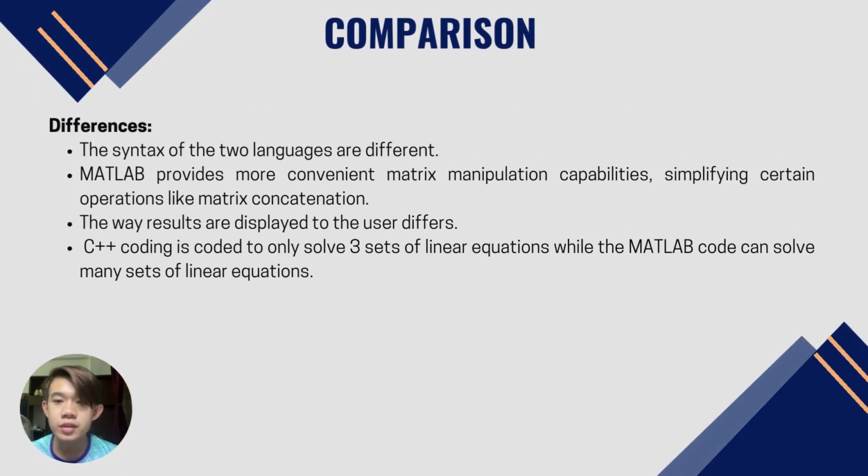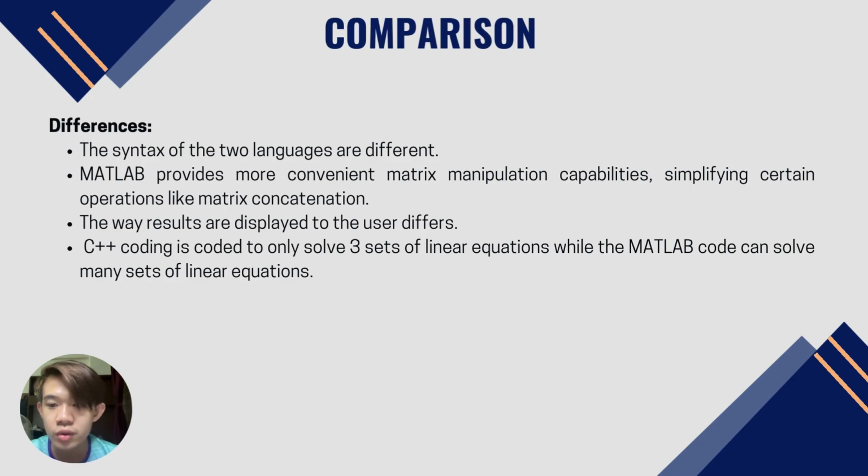In terms of the differences, the syntax of the two languages is different. For example, the array indexing, loop structures, and function calls have distinct syntax in C++ and MATLAB. Besides that, MATLAB provides more convenient matrix manipulation capabilities, simplifying certain operations like matrix concatenation. In the MATLAB code, the augmented matrix is created by directly concatenating the coefficient matrix and the source vector, whereas in C++, a separate display function is used for the augmented matrix.